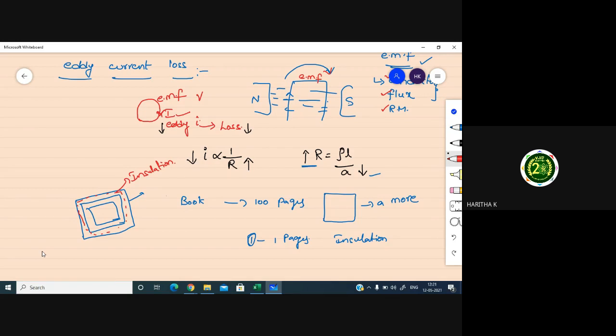Between each and every one, all are the laminations. That entire core is a lamination. So between each and every lamination, there will be an insulation. Insulating material will be there. Therefore, the current cannot flow from one lamination to another lamination.